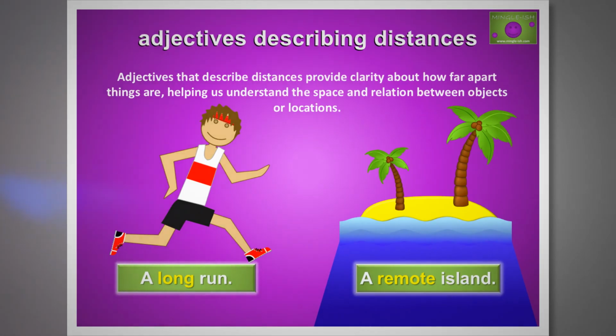Adjectives that describe distances provide clarity about how far apart things are, helping us understand the space and relation between objects or locations. A long run. A remote island.